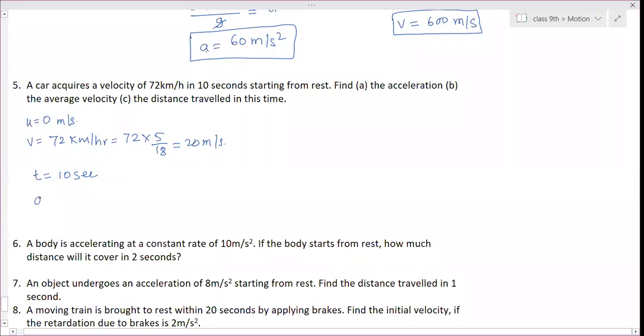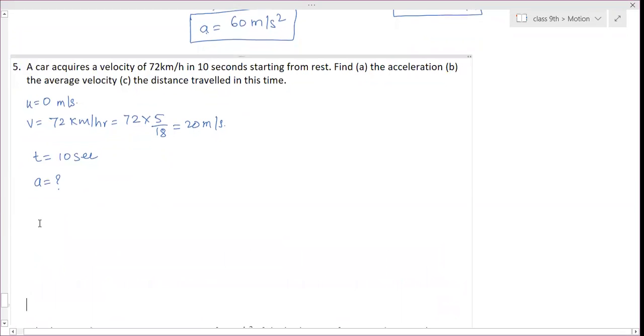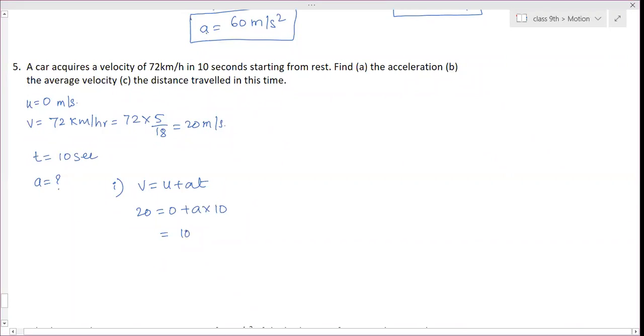And acceleration equals to. So for acceleration, which formula we have to use? V equals u plus at. Okay. V is 20, u is 0, plus a into time, which is 10. Acceleration is 2 meter per second square.